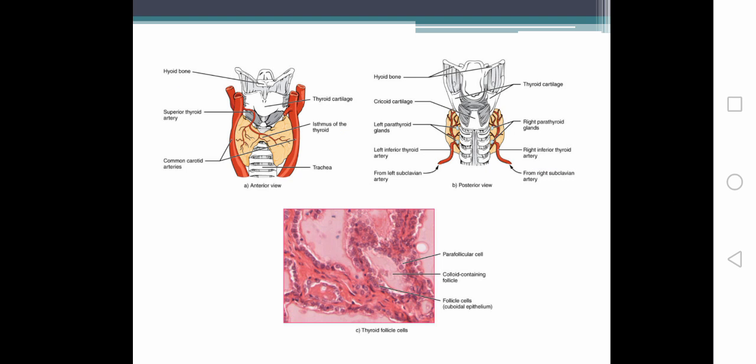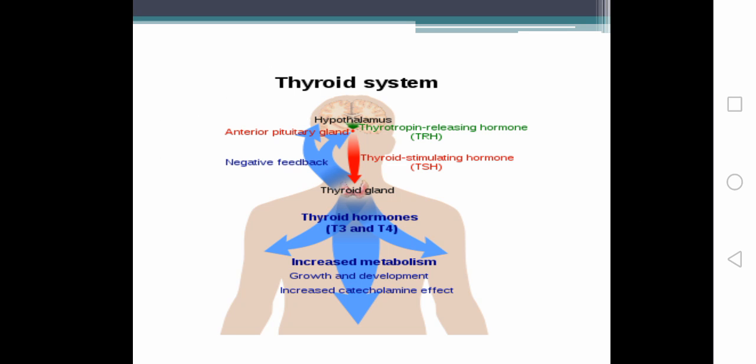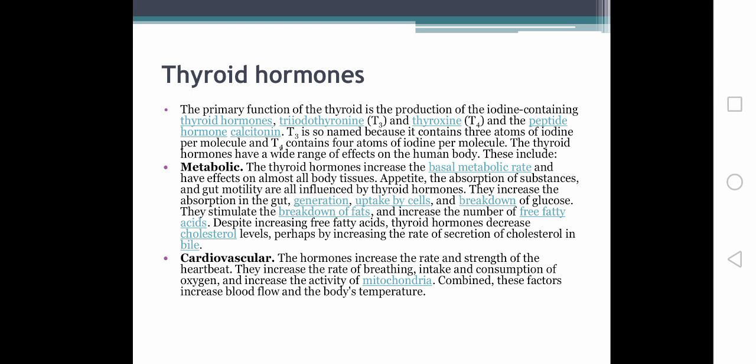Well, the primary function of the thyroid is the production of iodine-containing thyroid hormones, triiodothyronine and thyroxine, and the peptide hormone calcitonin.